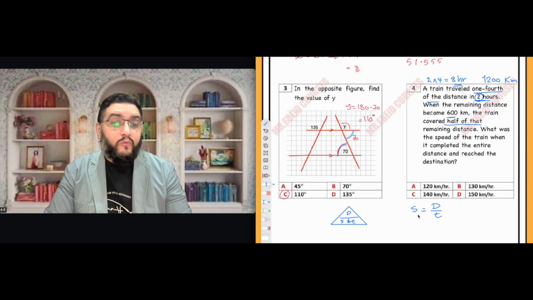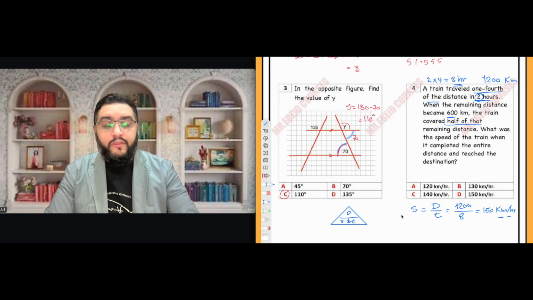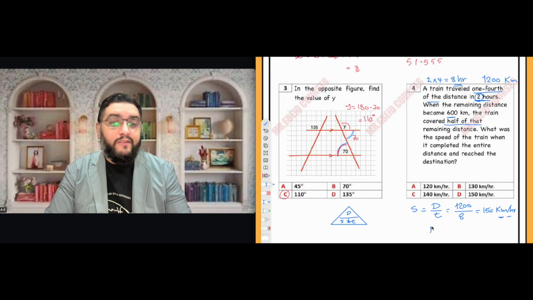In this question, you want to find the speed, which is distance over time. So the distance, which equals 1,200, the full distance, over the full time, which equals 8. Divide them. So it will be 150: 1,200 kilometers in 8 hours, so 150 kilometers in 1 hour. This is the answer. So it's D.